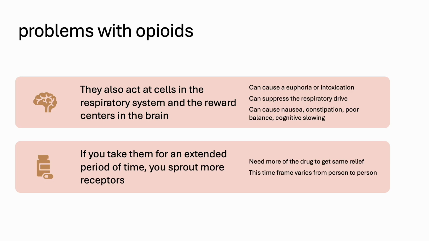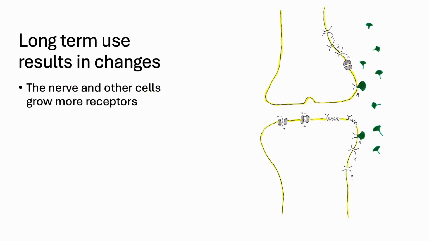Opioids can also cause nausea, constipation, poor balance, and they can slow your thinking. They can slow your reaction time. What happens if you take them for an extended period of time? You grow more receptors, and you'll need more of the drug to get the same effect. This diagram shows extra receptors that are there for the extra opioids.